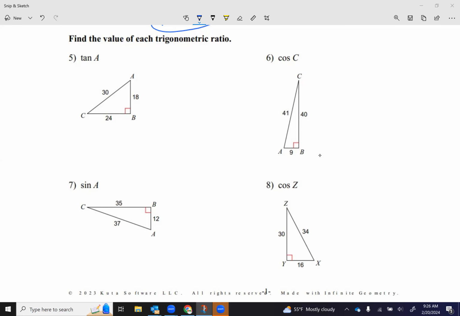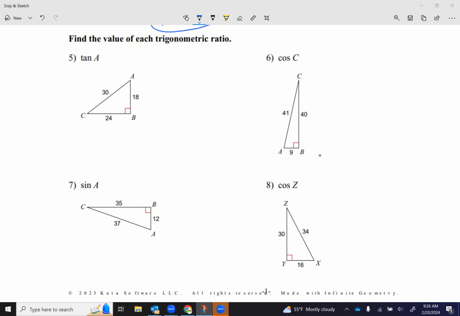Okay, for today, we're going to be looking at finding the value of each trigonometric ratio. We started talking about this yesterday, right? We talked about ratios. I said ratio is a fancy word for fraction. I abbreviated it yesterday as trig, but I called it trigonometric ratio. And in our lecture from yesterday, I also gave you guys a chart.